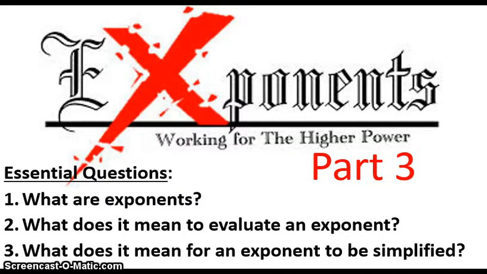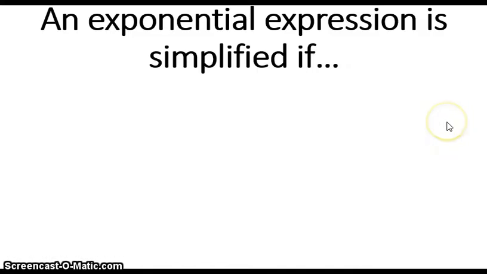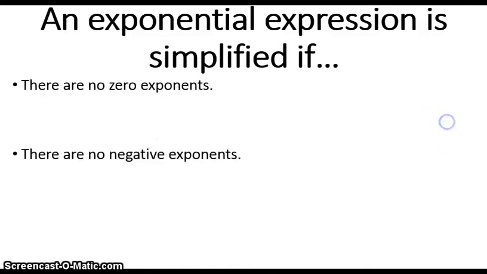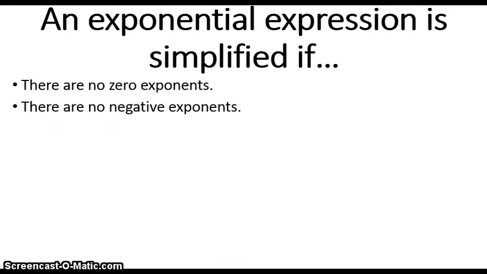In this lesson we will continue learning about exponents and use our skills of evaluating them to learn how to simplify an exponential form. Remember, an exponential form is simplified if there are no zero exponents and no negative exponents. We have already looked at how to simplify these two types. We know that zero exponents are equal to 1, and we know that negative exponents in the numerator or denominator can become positive exponents if moved to the opposite.